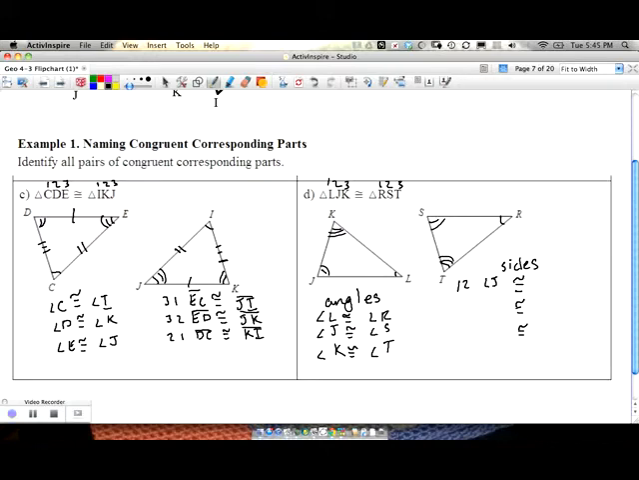So how about a 1, 2? That'll be LJ and RS. How about a 2, 3? That's going to be a JK and an ST. If I do a 3, 1, that'll be a KL and a TR. Excellent.